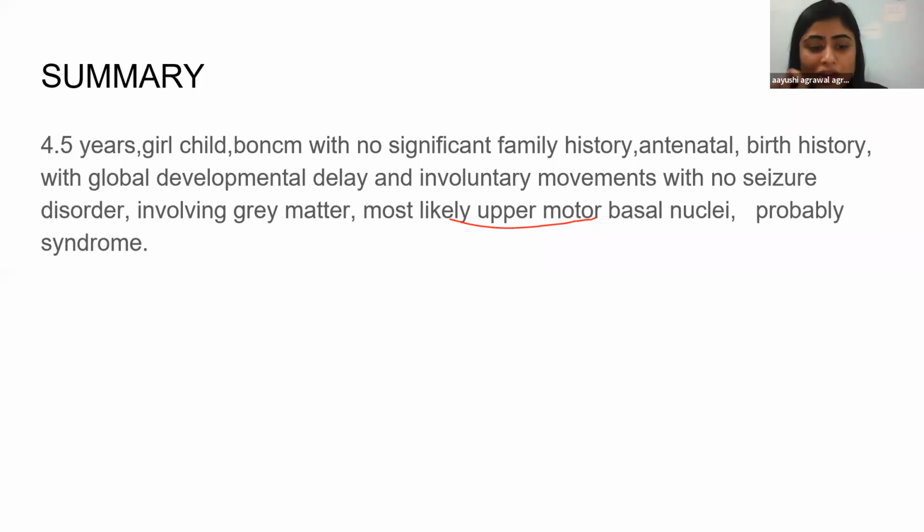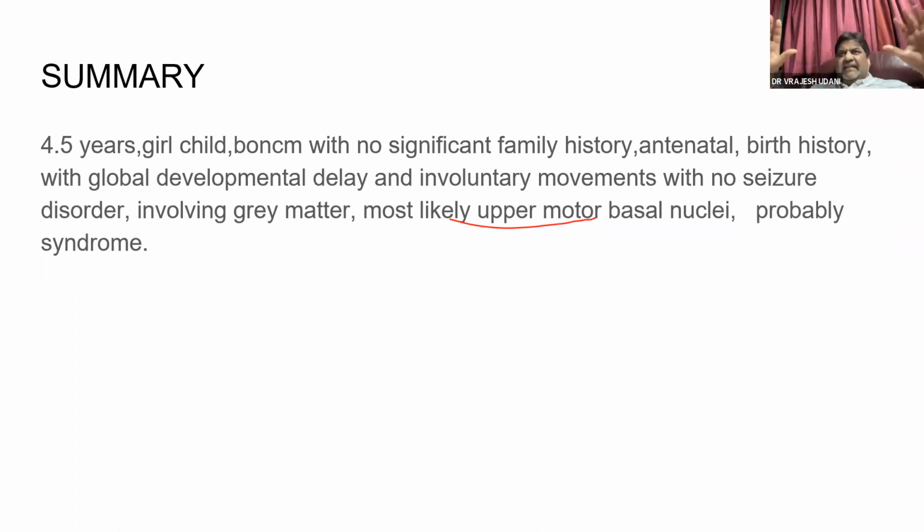So, involuntary movement will come under white matter or gray matter. I understand that, but you're confusing everybody. You're saying involuntary movement with no seizure disorder. And then you're saying involving gray matter. And you go on all the way to upper motor. What is upper motor basal ganglia? There's no lower motor basal ganglia. So upper motor neurons is basically of the corticospinal tract. Now, when you talk about that, all those things you should not mention in your history.